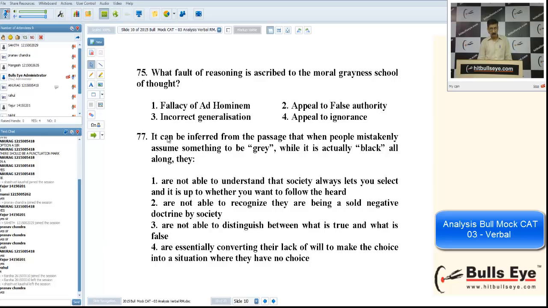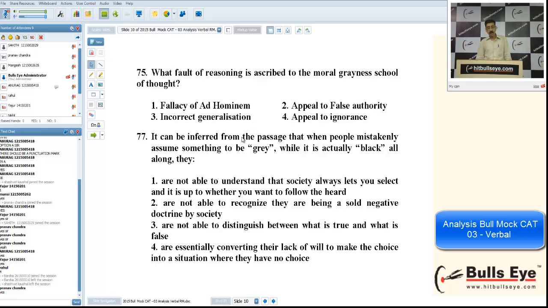I'm not clear whether you did this particular topic or covered it in your regular classes. Do we know about fallacies, like ad hominem, appeal to false authority, incorrect generalization, etc.? Just press yes if you know, press no if you don't. Because it's a critical reasoning based question, I would advise that if you are not aware of this topic, please avoid these kinds of questions. There's no point in guessing.